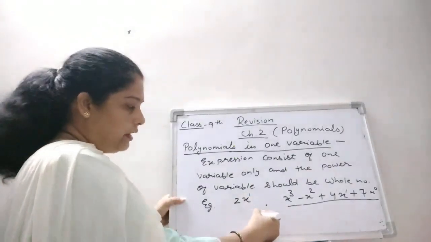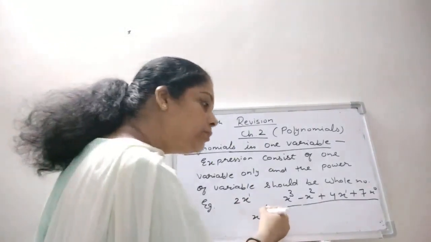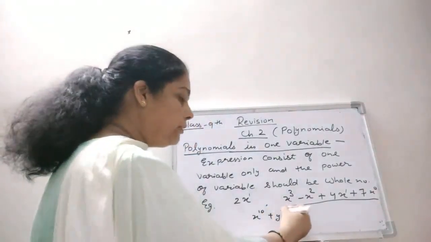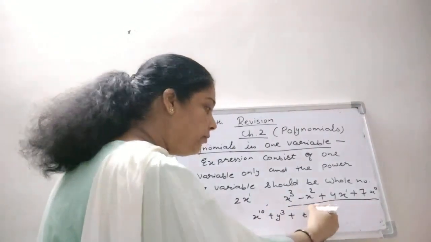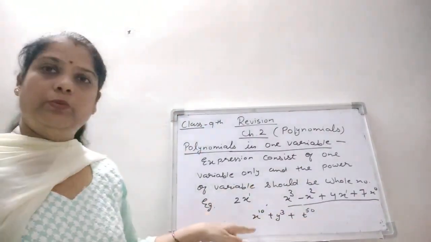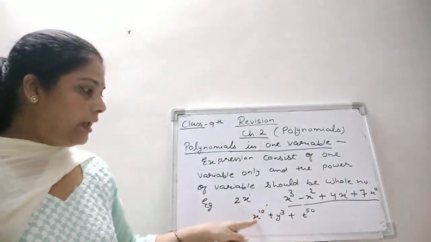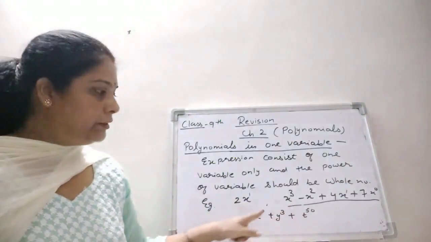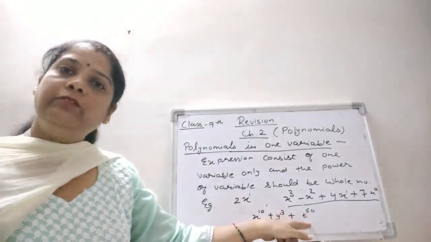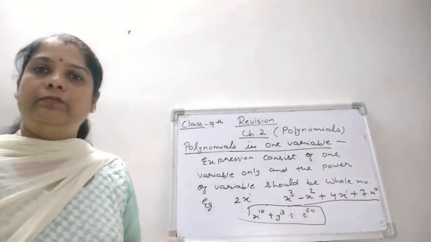Now like I am taking one example. It is there in your question number 1, exercise 2.1, x raised to the power 10 plus y raised to the power 3 plus t raised to the power 50. Now is this the polynomial in one variable? No, because in this expression three variables are there, x, y and t. Power is in positive form, power is in whole number, but we have three variables here. So it is not the polynomial in one variable.